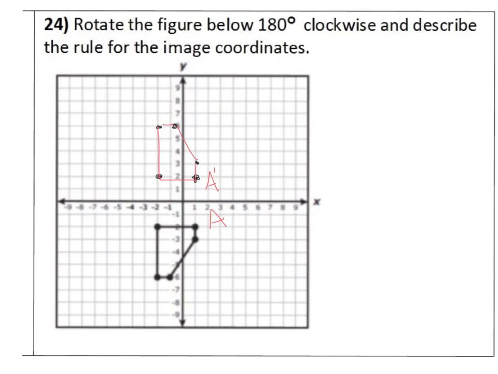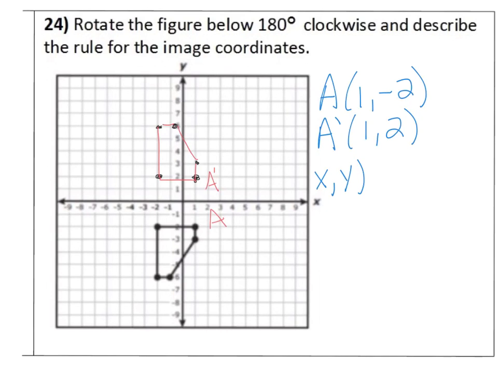Number 24. Rotate the figure below 180 degrees clockwise and describe the rule for the image coordinates. So same thing, just focus on one point. If we focus on point A, the original A was at 1, -2, and then the new point A moved to 1, +2. So x and y became same x, nothing changed about the x, and the opposite y. And you show that with a negative sign to show that it is the opposite of what it started as.